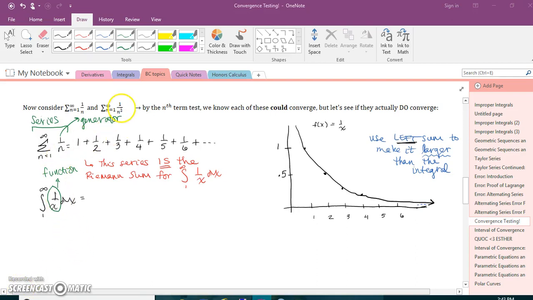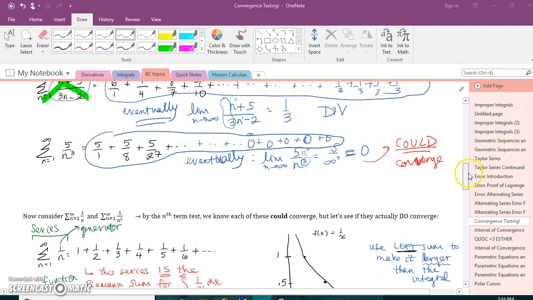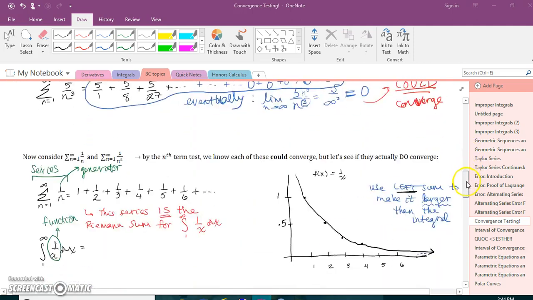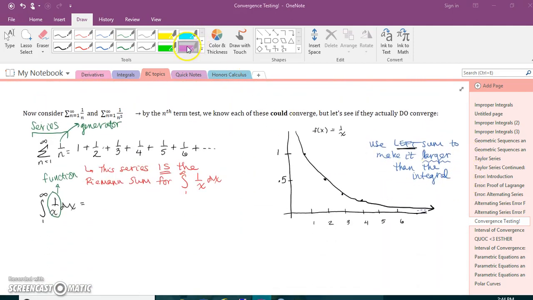This is part 2 of the introduction to convergence. We had just left off in the previous video talking about the nth term test, and we had gone through these 4 series. So we're going to actually finally get some insight on what exactly is going on with 1 over n and 1 over n squared. We already know they could converge by the nth term test. Let's finally see if they actually converge.